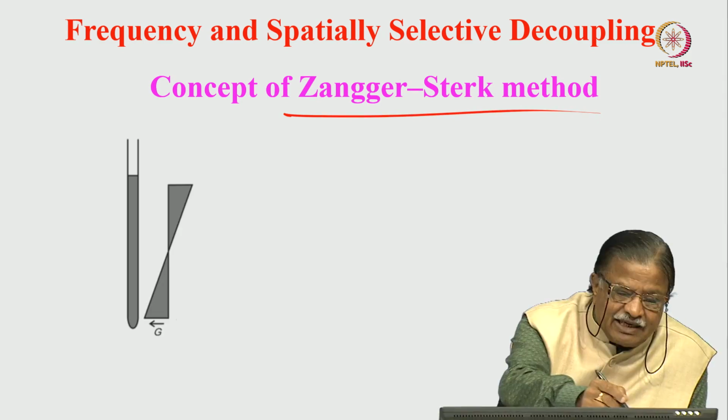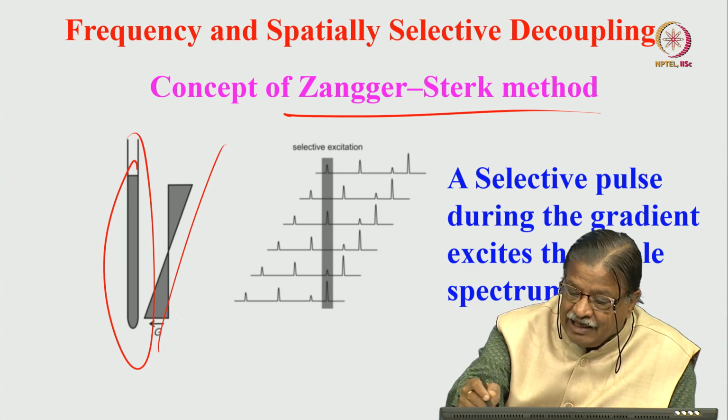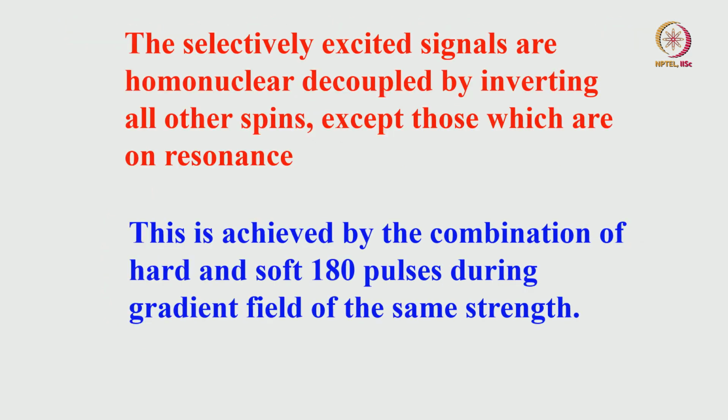Frequency and spatially selective decoupling one can do by a concept called the Zangger-Sterk method. It is a very famous experiment given by the great scientists Zangger and Sterk. What they do is like this: the sample is in the NMR tube, apply a gradient along this axis, and then a selective pulse during the gradient. If you do, then what happens? In different slices of the sample, different spins are excited. Essentially, the whole spectrum is excited by a selective pulse during the gradient. You can apply a selective pulse during gradient and excite the whole spectrum at a time. And the selectively excited signals then are decoupled by inverting all other spins.